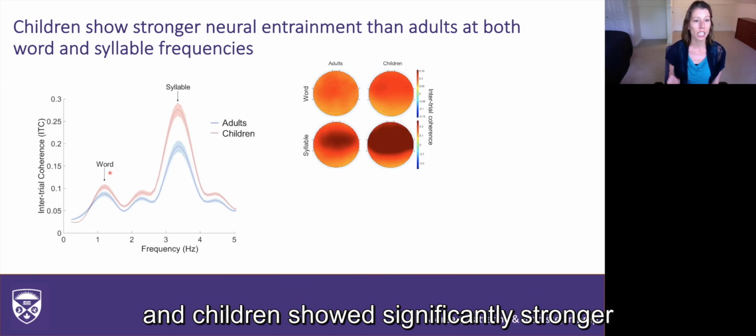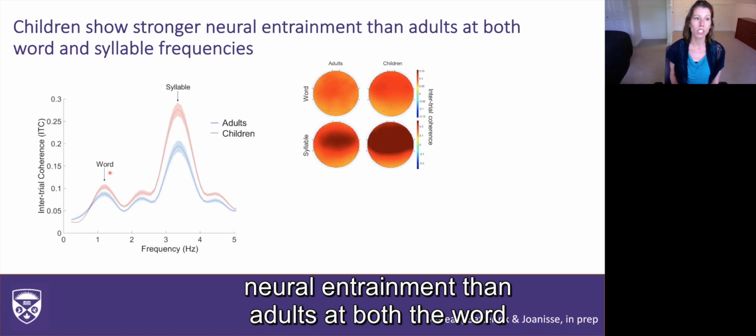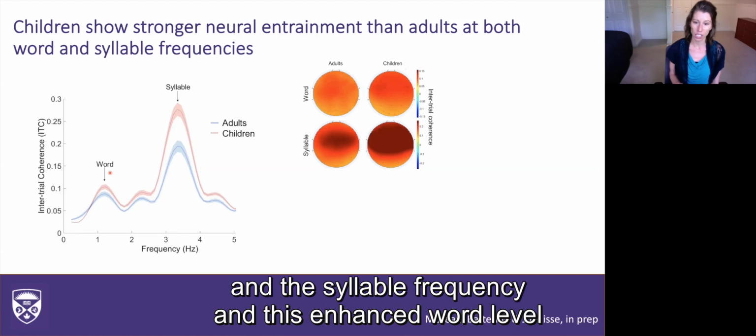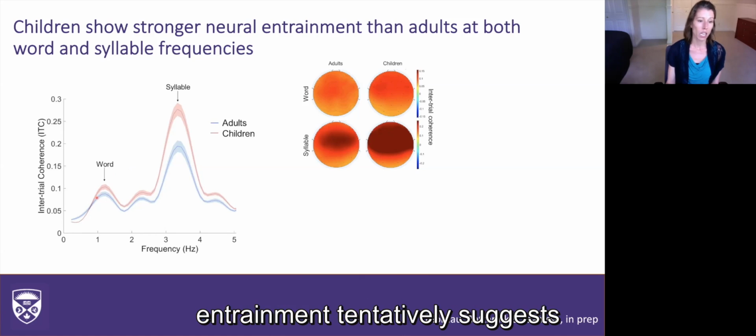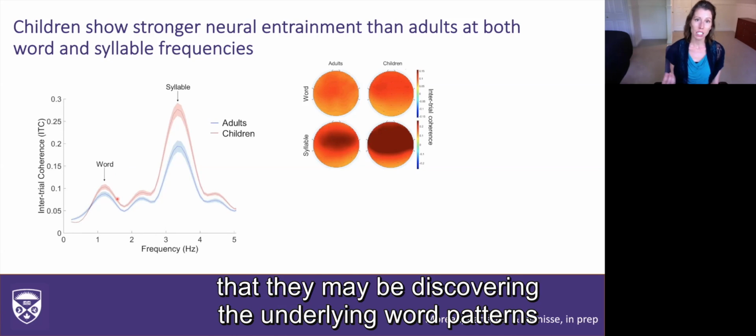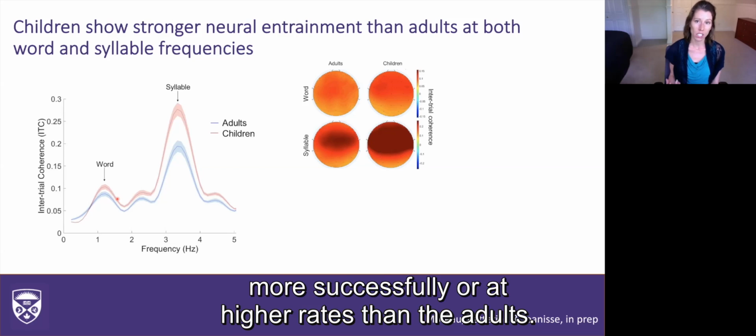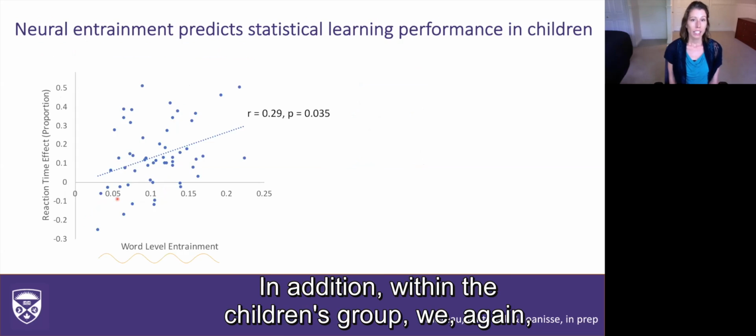And children showed significantly stronger neural entrainment than adults at both the word and the syllable frequency. And this enhanced word level entrainment tentatively suggests that they may be discovering the underlying word patterns more successfully or at higher rates than the adults. In addition, within the children's group, we again validated this measure.